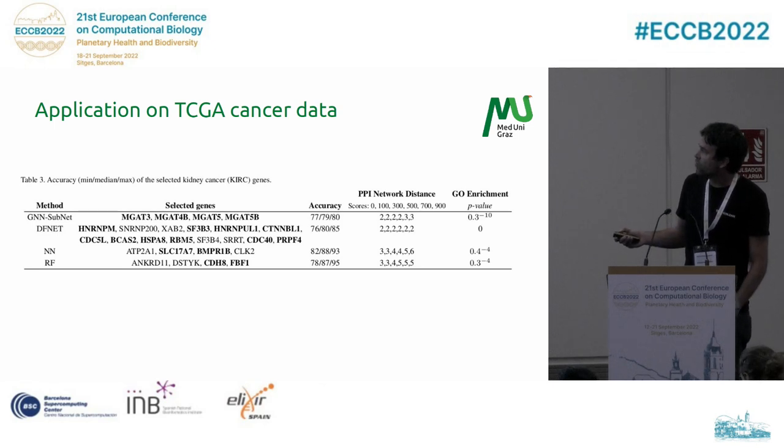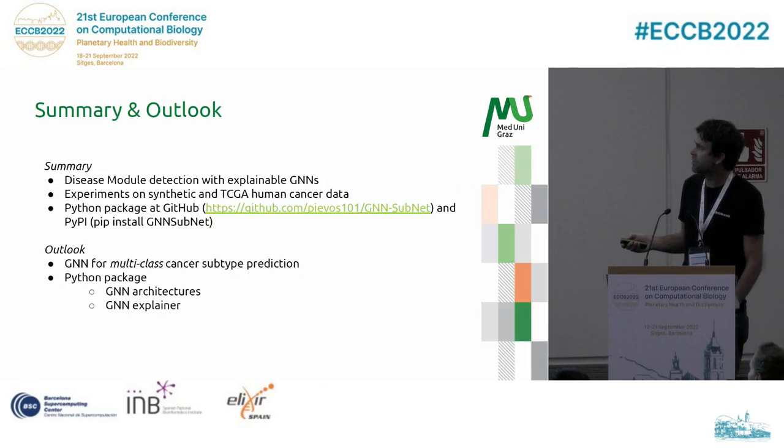Just as a proof of concept, we looked at the pairwise distances between these genes. And this is not surprising, the genes are very near within the network. And for neural networks and random forests, as expected, they are pretty free to pick any gene or any feature.